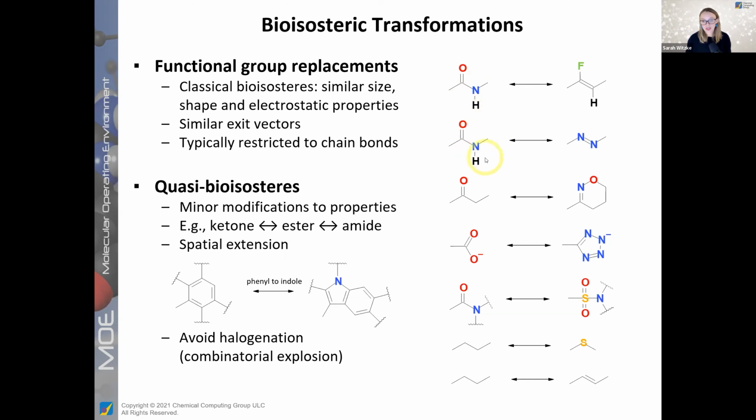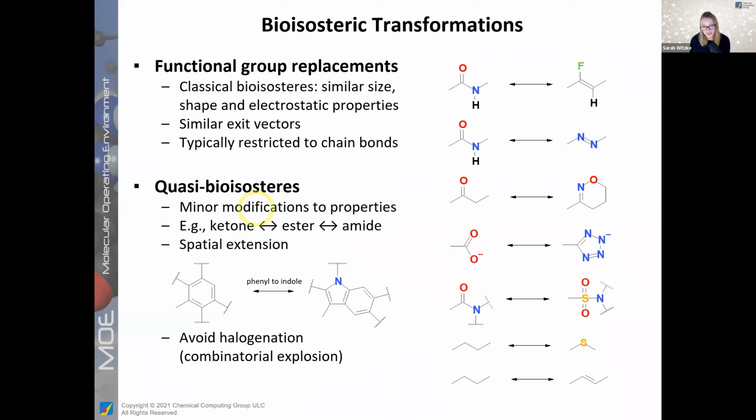Below the first transformation, you see we have amide to azo. That's also a bioisostere. If you go a bit further down, the fourth one, I always find that interesting. That is a carboxylate to a tetrazole. They are bioisosteres. They don't actually look like it, but they have the same size, the same charge, the same polarity, and so on. Now, we can also look at what we call quasi-bioisosteres. Those would be minor modifications to the properties. They're very similar, but not exactly the same. For instance, ketones, esters, and amides will fall into this group of quasi-bioisosteres.